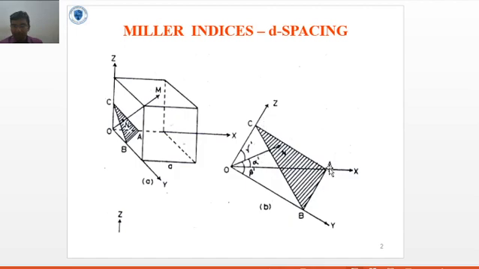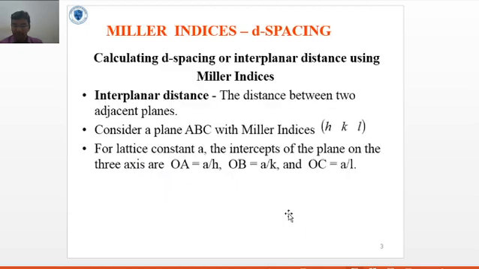The points A, B, C are noted, so OA, OB and OC. According to Miller indices, we are denoting this by h k l. This is the Miller indices notation for the given plane. OA is equivalent to a by h, OB is equivalent to a by k and OC is equivalent to a by l, according to the intercept condition.